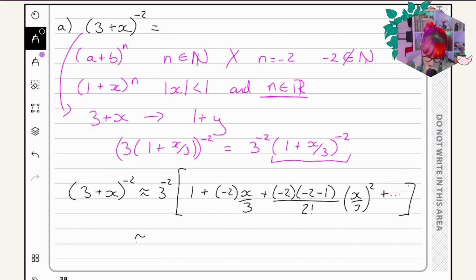Okay. So 3 to the power of minus 2. Minus puts it 1 over, squared, 9.